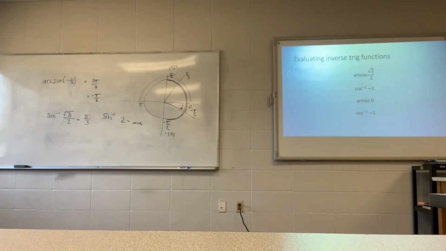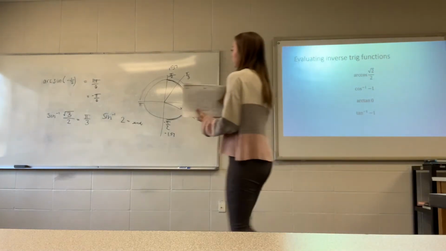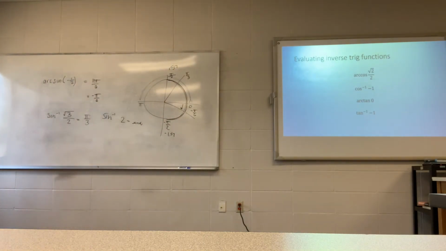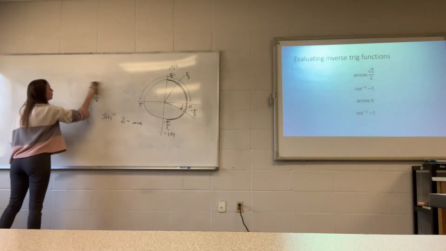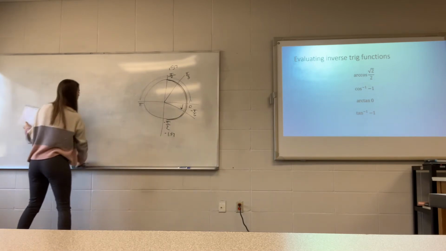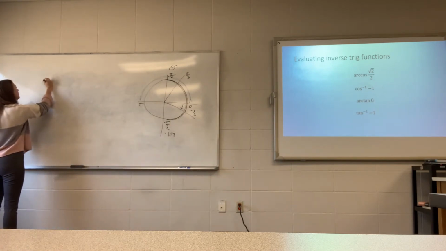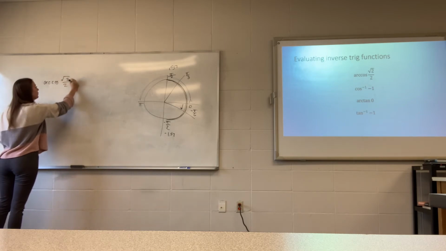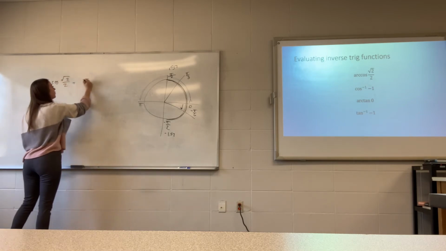Okay, let's go ahead, let's do some more. So I have arc cosine of square root of 2 over 2. I'm looking at what angle gives me a cosine value of the square root of 2 over 2? Pi over 4? Yeah. Okay. Arc cosine of square root of 2 over 2, and Shannon said pi over 4.